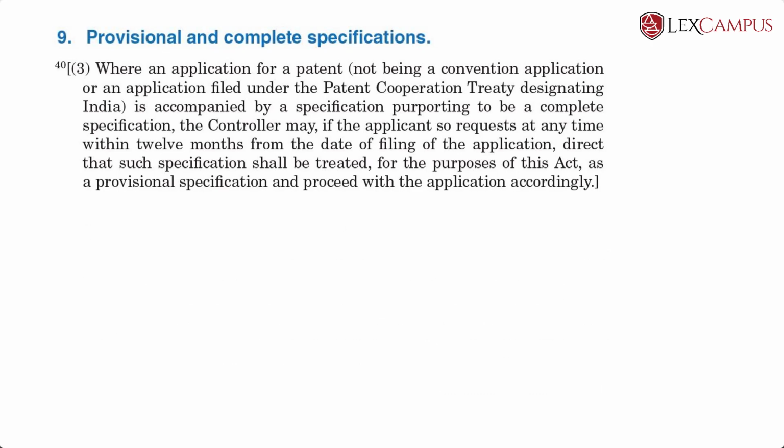9.3 deals with a case where an application for a patent, not being an international application, is accompanied by a specification purporting to be a complete specification. The controller may, if the applicant so requests within 12 months from the date of filing the application, direct such specification to be treated for the purposes of this Act as a provisional specification and proceed with the application accordingly. Now, this provision allows the applicant to file a specification which looks like a complete, a purported complete. The Act uses the words purporting to be a complete specification.